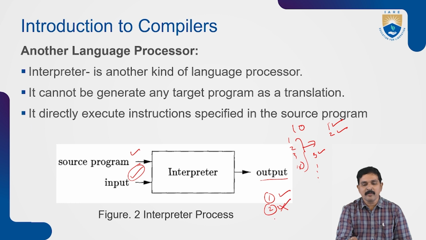Once you have completed all these instructions, verifying them syntactically or semantically, suppose no errors are found during the verification of instructions one by one by the interpreter. Then finally you are expecting the next step, the output. Here there is no target program. In the compiler, the target program is generated, but in the interpreter you are not expecting the target program. Once the instruction verification is completed by the interpreter, you directly get the output only.